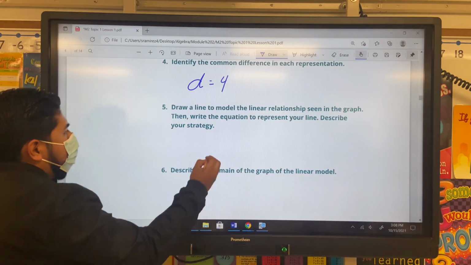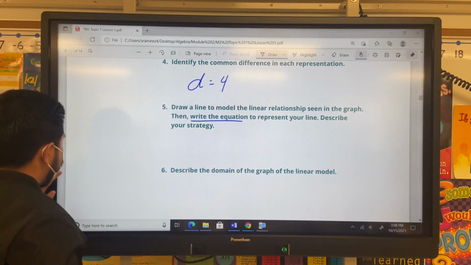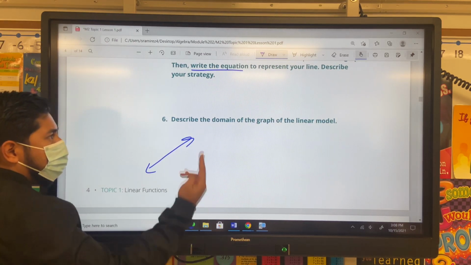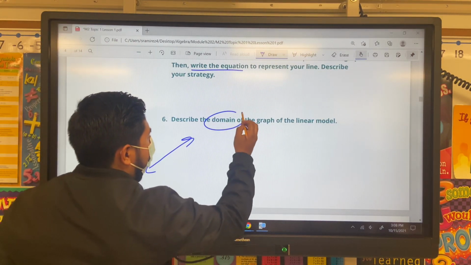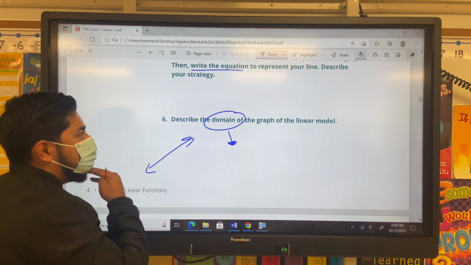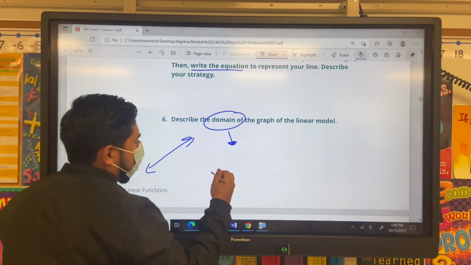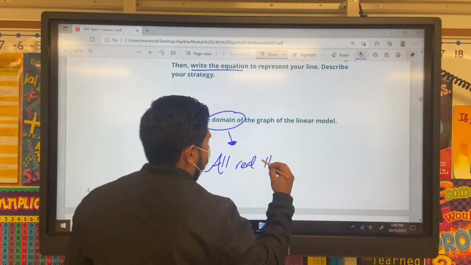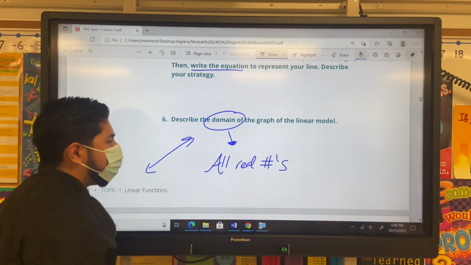It wants us to write the equation. We'll do that next. Describe the domain of this line, something like this that we just did. Domain is X. Whenever you see domain with 2 arrows, it will be all real numbers. Great.